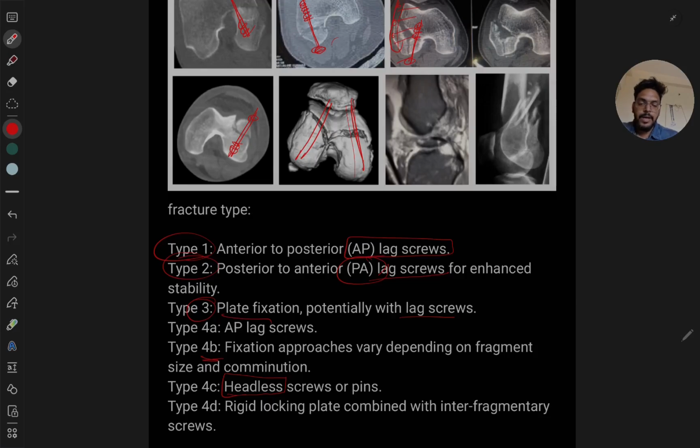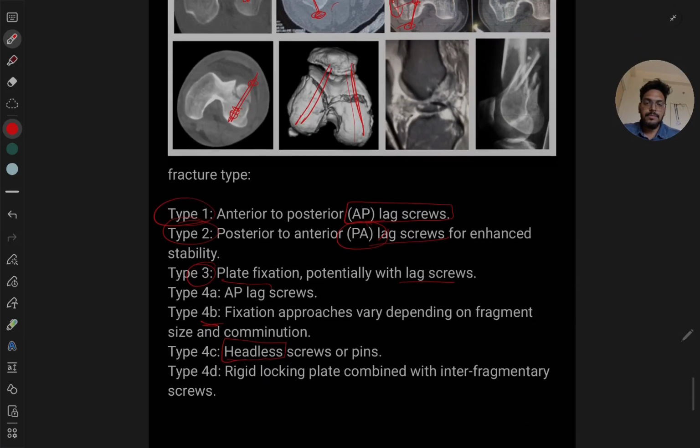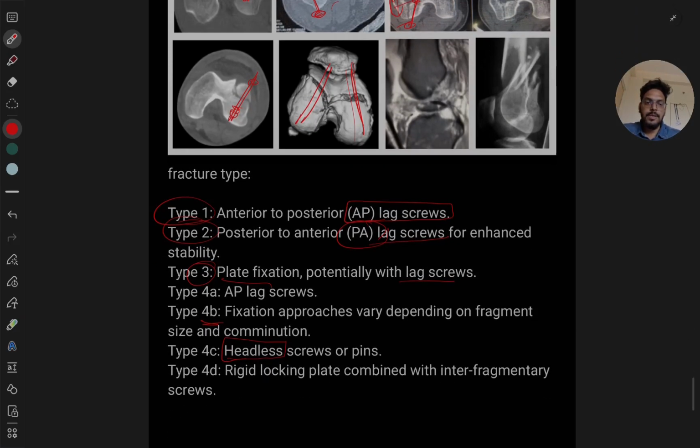Can anyone name the headless screws or pins that are used in orthopedics? You can comment in the comment section. I'll answer in the comment section if you can name the headless screws. The hint is those are titanium screws and the head also has threads in it. This is the hint for the name of the headless screw. If you can comment in the comment section, I will give the answer there. Okay, here you can use the headless screws. The whole screw will be threaded.